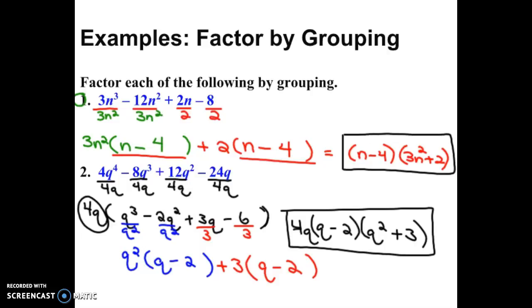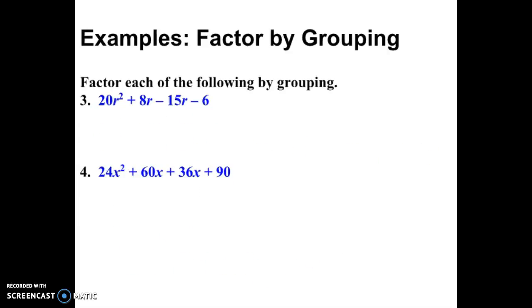Okay, let's move on to our other two problems. So these are the second two problems in our foldable, the second set, number 3 and 4. We're going to do the same thing. I see 4 terms, so I'm going to try to use grouping. Again, in problem 1, the first thing I want to look at is, do the 4 terms have something in common? 20r squared plus 8r minus 15r minus 6. The answer is no, they don't have something in common. So I can go straight to the grouping part that we learned today.